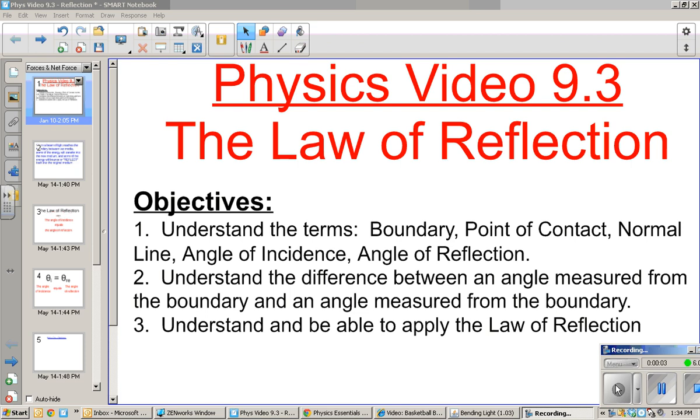All right, welcome to physics video 9.3. Today we're going to be learning about the law of reflection. As always, take a minute and jot down the objectives. They will alert you to some common terms, some important terms that you're going to need to know this chapter.